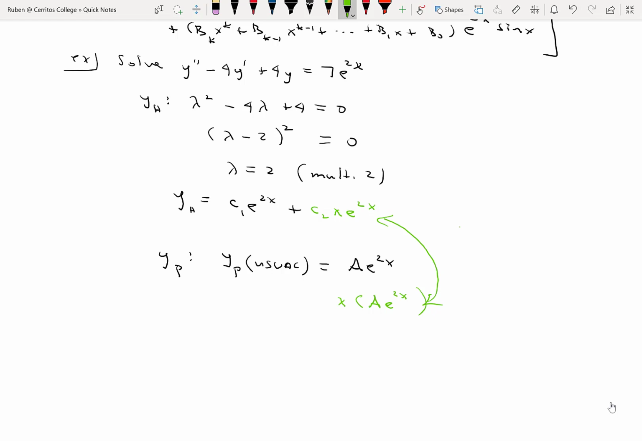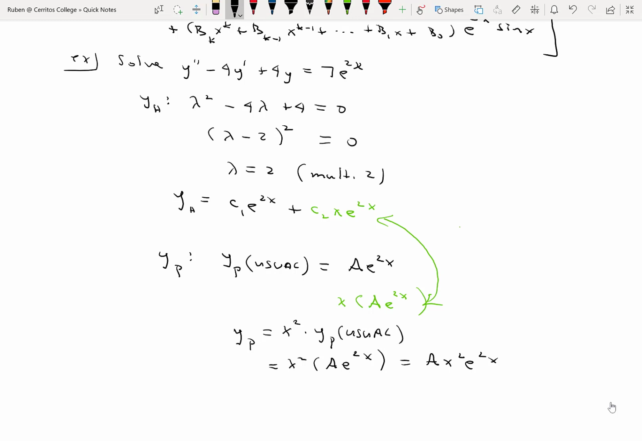So remember what I said earlier about this adjustment. We multiply the usual y sub p by the smallest power of x so that no part of that resulting y sub p is any part of the original y sub h. If we multiply by x squared instead of x, then none of y sub p will be any part of y sub h. So if we multiply x squared times a e to the 2x, we'll get a x squared e to the 2x.